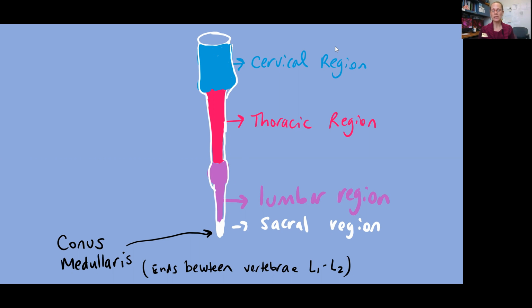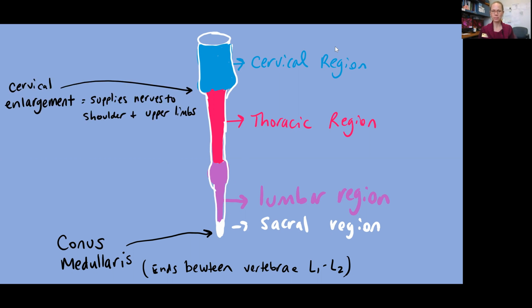Now, we also have some distinct features. So one thing to pay attention to is in the adult, the vertebral column is longer than the spinal cord. So it does come to a point. That end of the spinal cord is called the conus medullaris, and it's ending between vertebrae L1 and L2. So it's significantly shorter than our entire vertebral column.